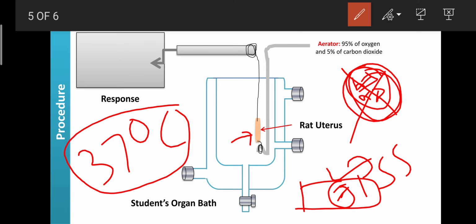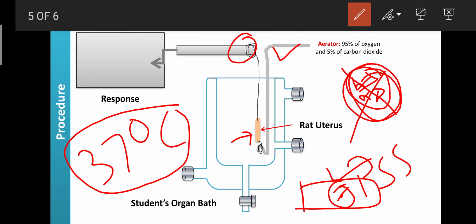Then you isolate that and tie the thread: one below, which is attached with the aerator tube or oxygen tube. This is the oxygen tube. One thread is bound at the bottom, and another thread you tie at the upper end and bind with the writing lever, and this response is recorded in monitors or in rotating drums.